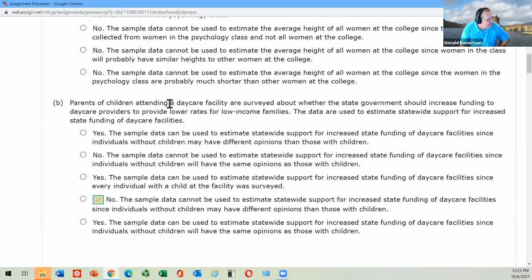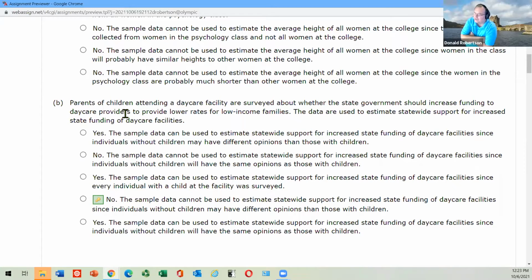Parents of children attending a daycare facility are asked whether the state government should increase funding to daycare. So you only ask people who have children at daycare whether or not the government should increase the funding for daycare. Why would that be a bad sample? Because they're going to be in favor of the daycare system, whereas people that either don't have children, don't use daycare, won't be.